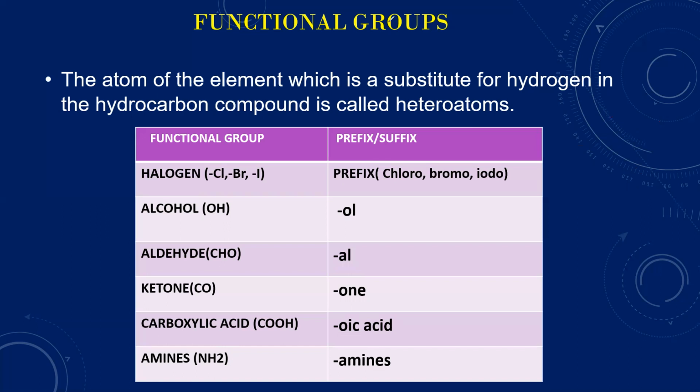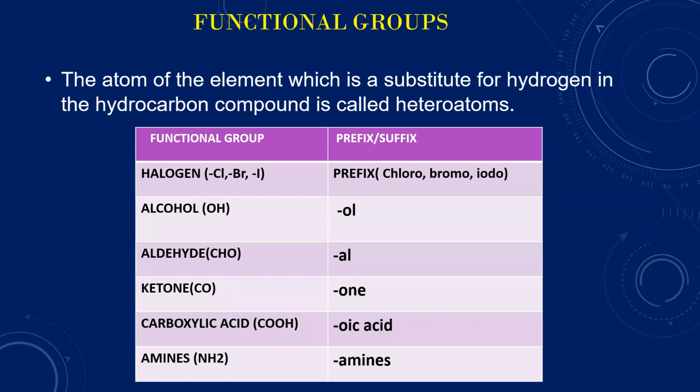Only halogen, if coming, we are adding it as a prefix. All the rest, alcohol, aldehyde, ketone, carboxylic acid and amines, we are adding as a suffix. So this is also very important. So you have to learn the parent alkane and the functional group. Now the next step, there are some steps for writing the functional group.